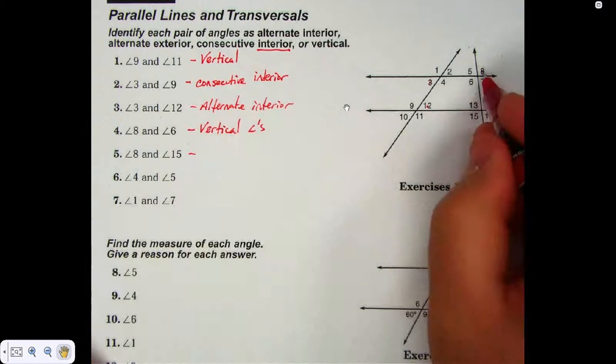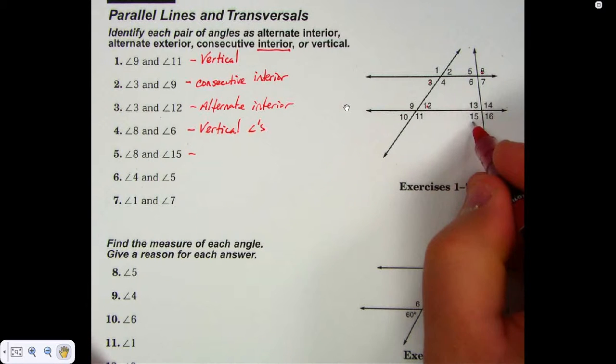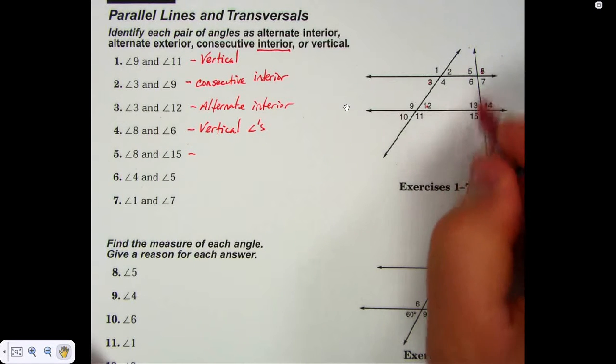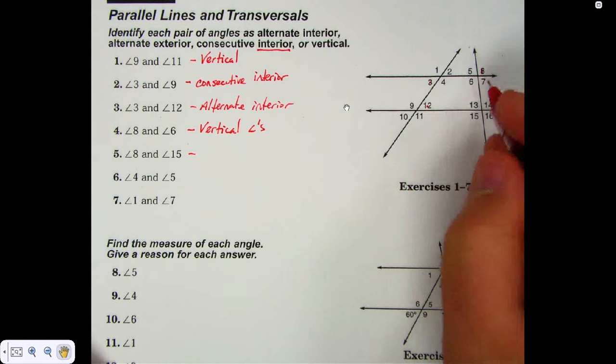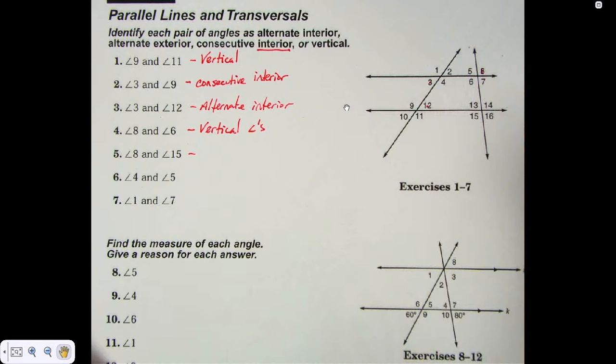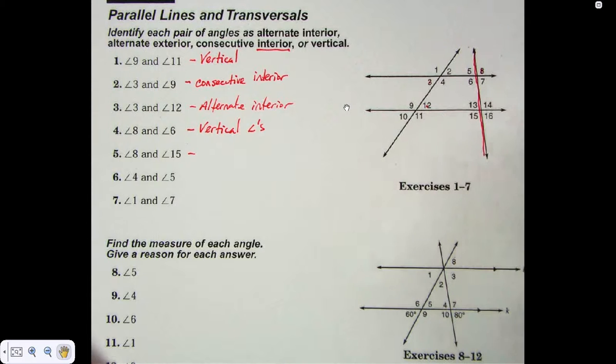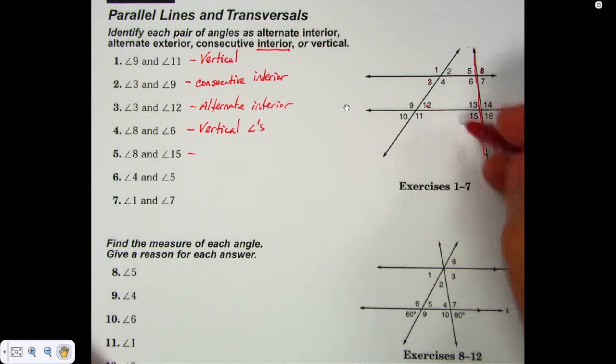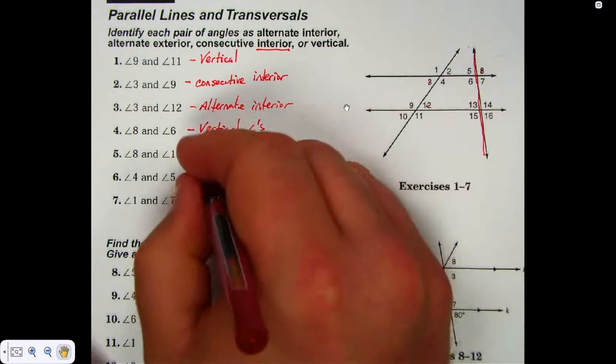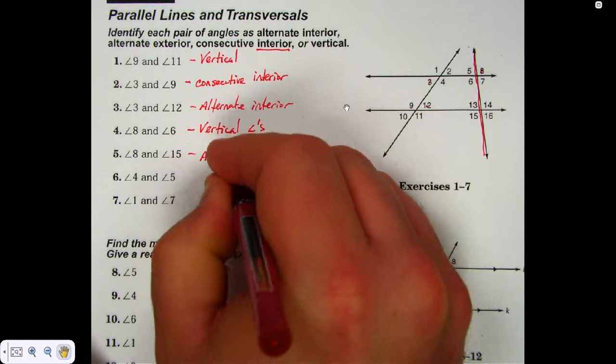Angle 8 and angle 15. What's the name? Exterior. They're both on the outside, and are they on the same side of the transversal? No, they're not. So they alternate, right? When we talk alternate, there's all kinds of things you can alternate around, right? But what are we talking about it alternating around? The transversal. Okay, the alternate deals with which side of the transversal they're on, and this is the transversal, is it not? So 8 and 15 are on alternate sides, and they're both exterior, so it's alternate exterior.